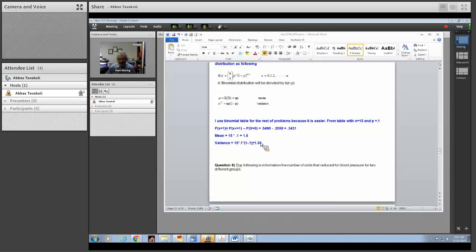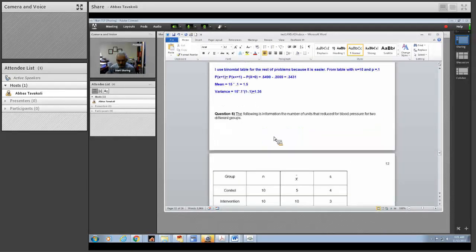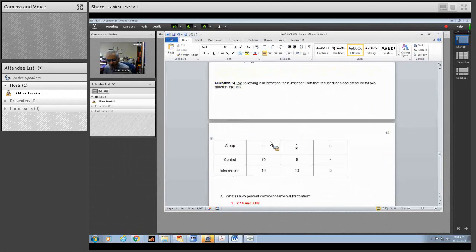Now, the mean basically is N times P. 15 times 0.1 is your 1.5. The variance is 15 times 0.1 times 1 minus 0.1, which is 1.35. That's the correct answer. Question 6, we have a sample information for reducing blood pressure for control and intervention.